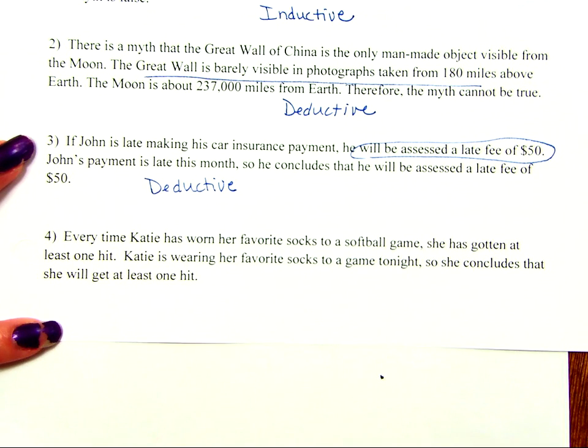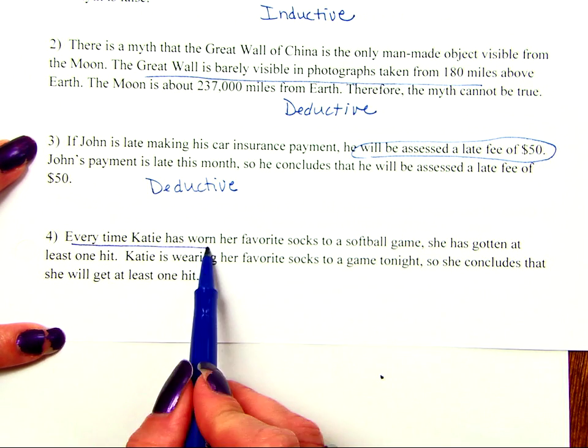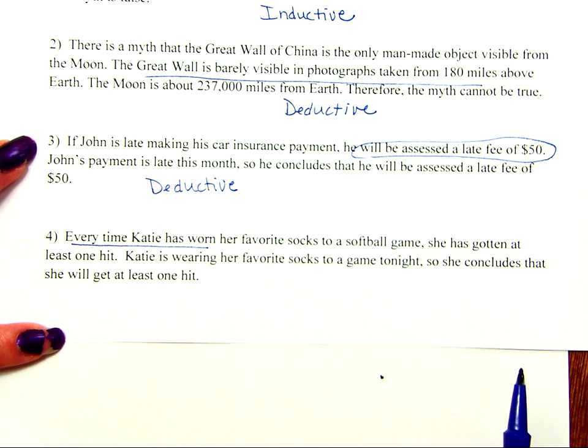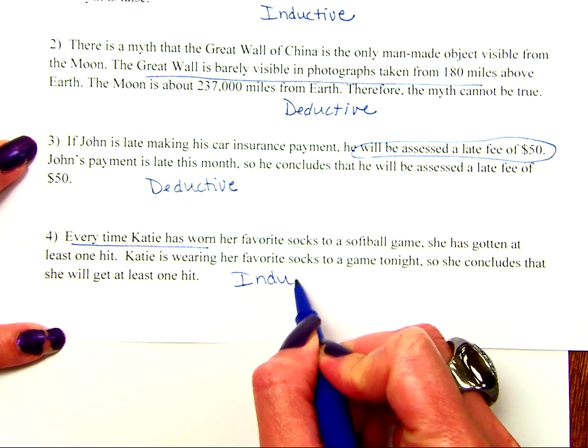In number 4, it says every time Katie has worn her favorite socks to a softball game, she has gotten at least 1 hit. Katie is wearing her favorite socks to the game tonight, so she concludes that she will get at least 1 hit. Every time she wears those socks, it's a pattern happening over and over, and so that is going to be inductive reasoning.